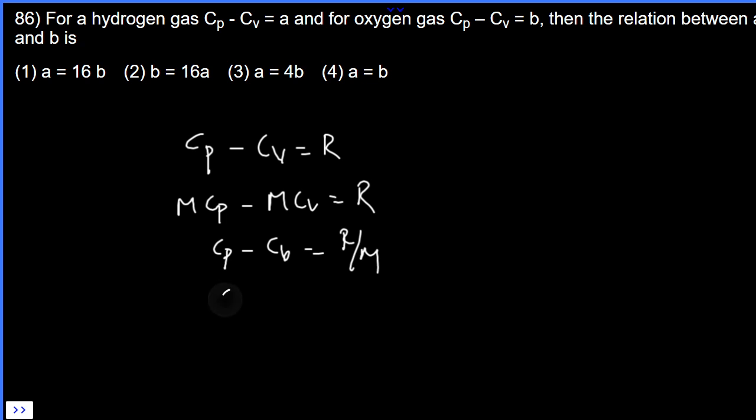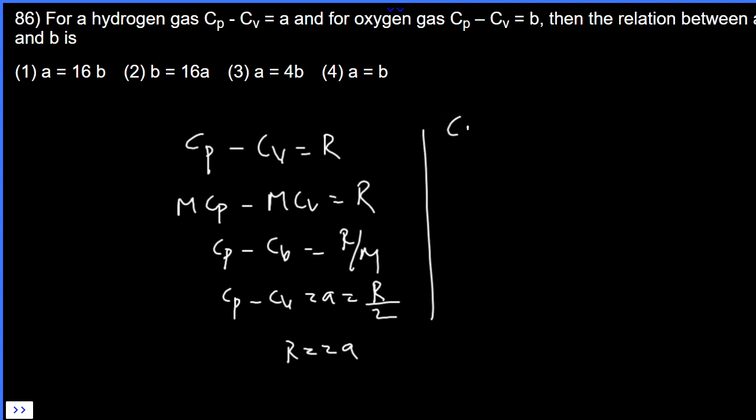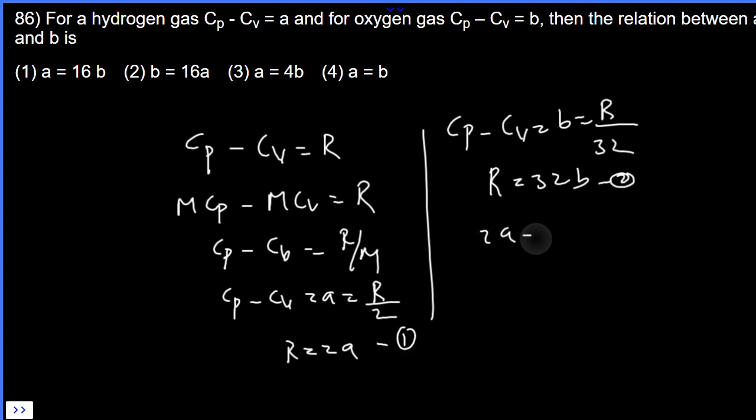In the first case, Cp minus Cv is equal to A, which is equal to R by, for hydrogen it is 2. From this, R is equal to 2A. Same applying for the next case, Cp minus Cv is equal to B, which is equal to capital R by, for oxygen it is 32. R is equal to 32B. From equations 1 and 2, we get 2A is equal to 32B, so A is equal to 16B. That is option number 1 is correct.